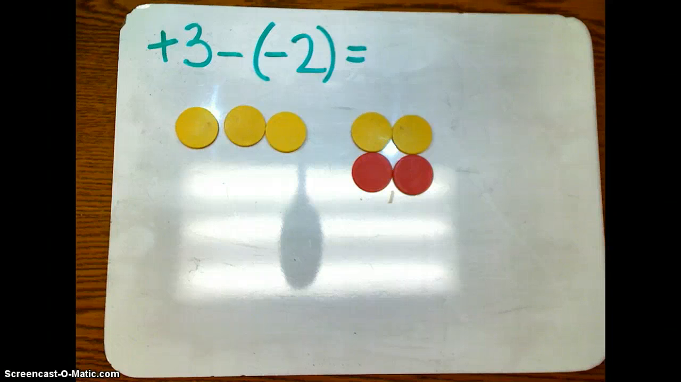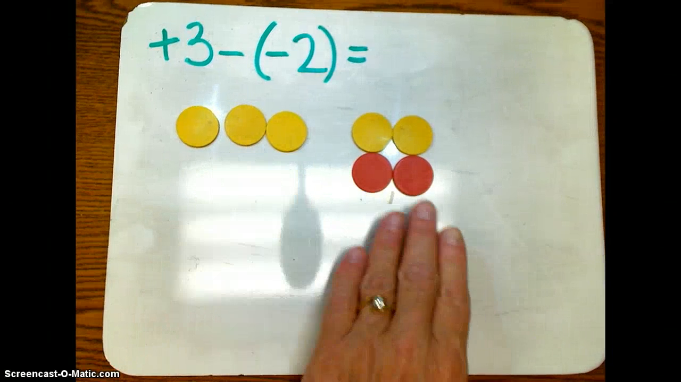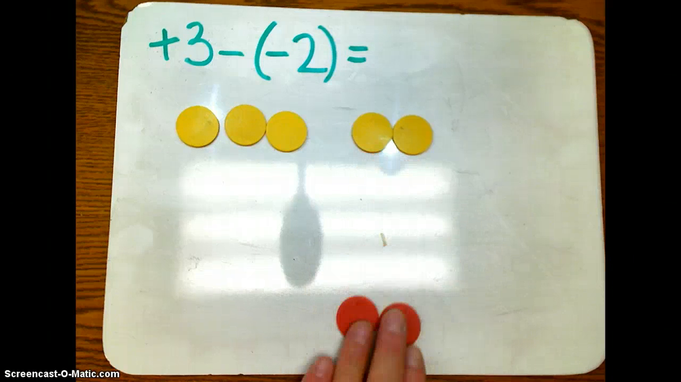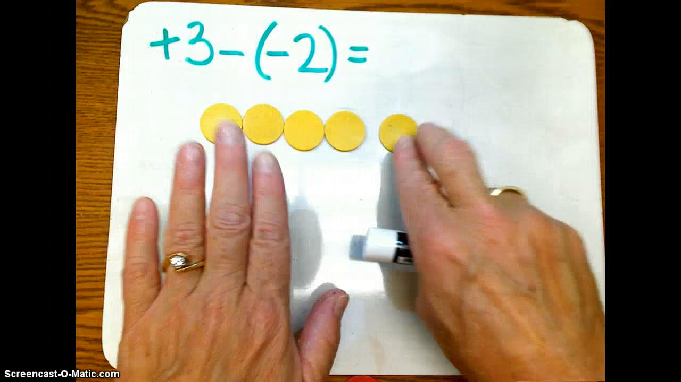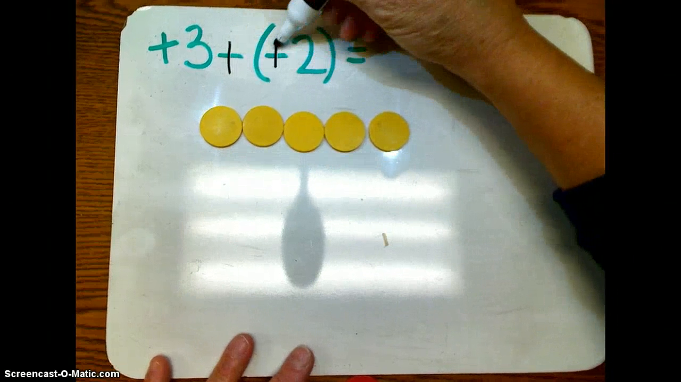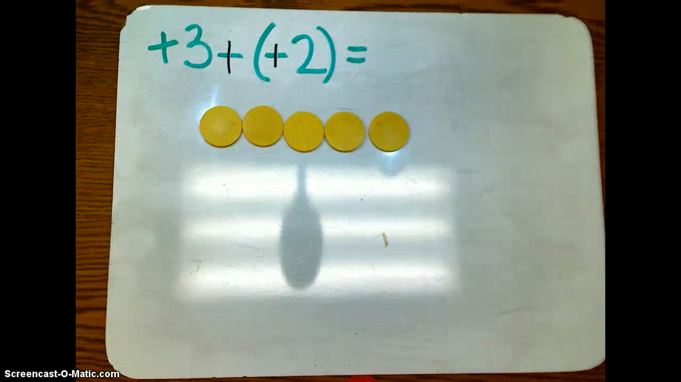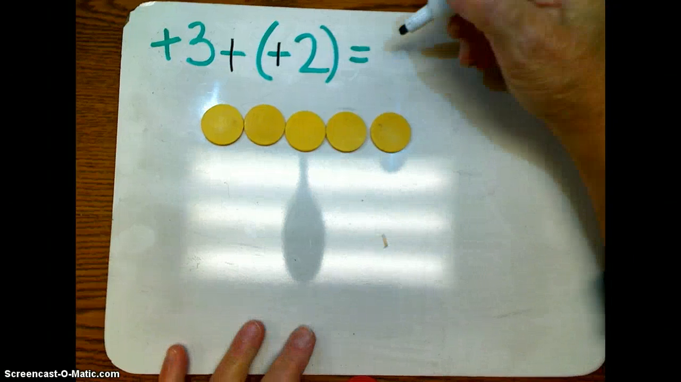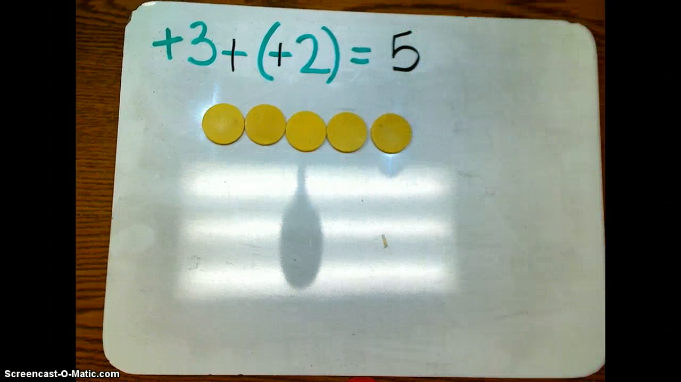Okay, now I have my positive 3. I can remove a negative 2. I'm going to add these together. So it's going to be adding a negative. And my answer is a positive 5. So I added the opposite.